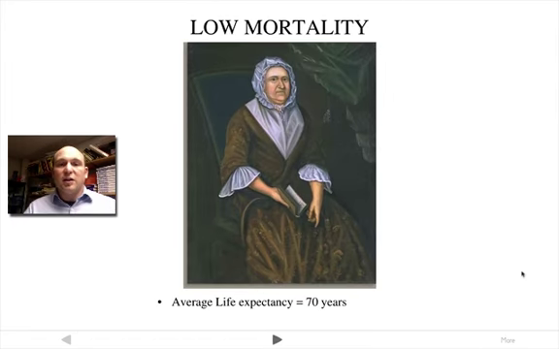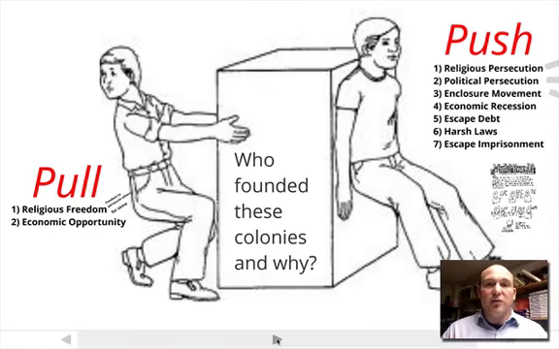There was a low mortality rate. People in New England lived on average about 10 to 15 years longer than they did in England, and about 30 years longer than the average person in the Virginia colonies. So in terms of life and mortality, it was generally a good place to be. The next question is, who founded these colonies and why?